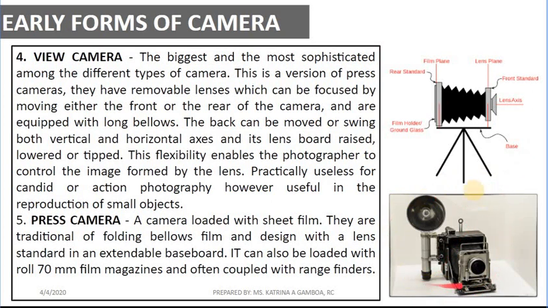Nakikita niyo ba to? Ito ay isang example ng press camera. So a camera loaded with a sheet film. They are traditional of folding bellows film and designed with a lens standard in extendable baseboard. It can also be loaded with roll of 70mm film magazines and often coupled with range finders.